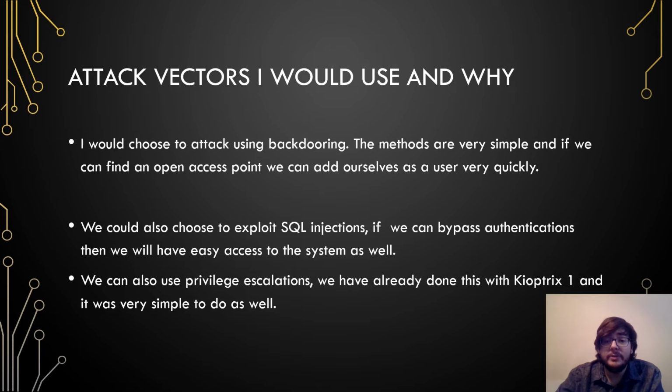Attack vectors I would use and why. I would choose to attack using backdooring. The method is very simple, and if we can find any open access point, we can add ourselves as a user very quickly, or even access the system without being known. We could also choose to exploit SQL injections, and we can bypass authentication. Then we'll have easy access to the system. We can even use privilege escalation, and we've already done this in Caltrix 1, and it was very simple to do.